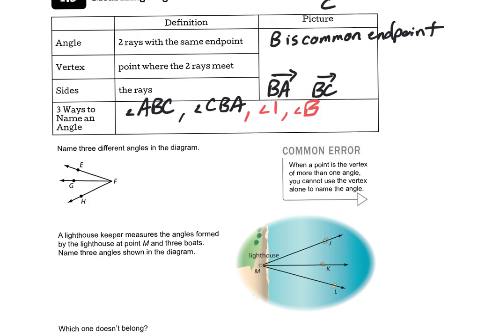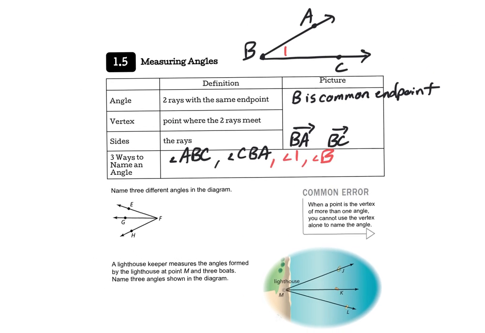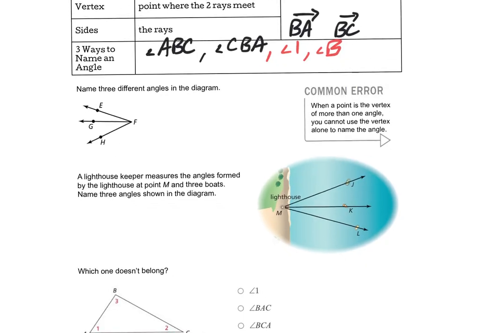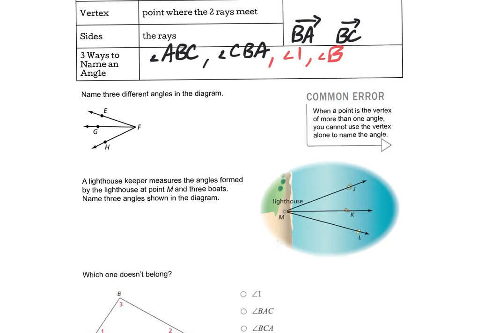If we look at the picture up above, there's only one angle at B. This is the only angle at B, so it's pretty easy to identify what angle we're talking about. Not so much on this one down here. So that's what this is talking about. When a point is the vertex of more than one angle, you cannot name it using that letter, okay?